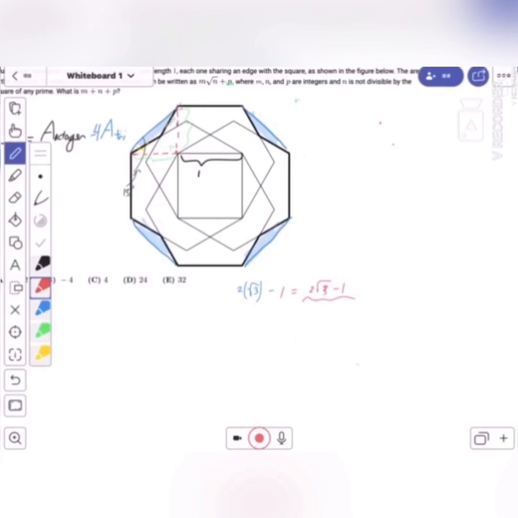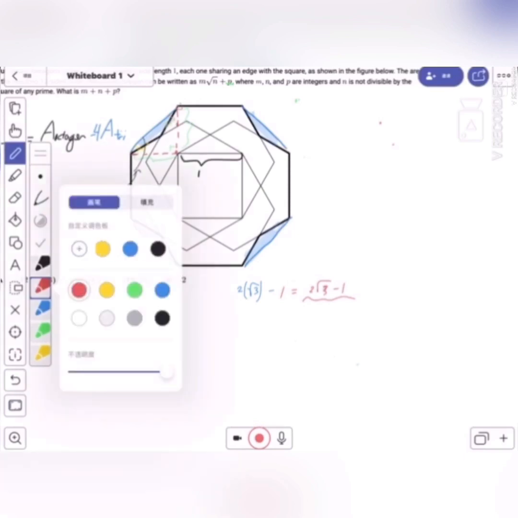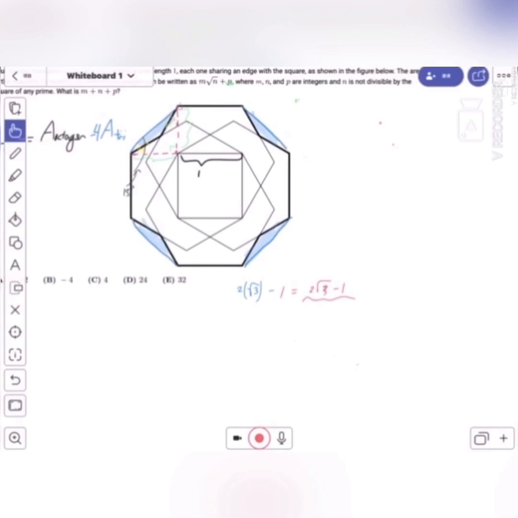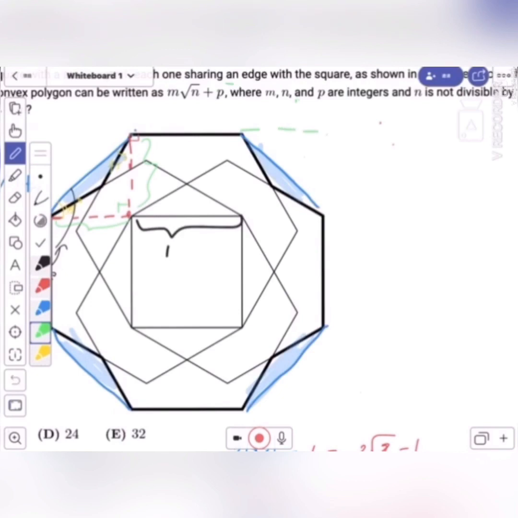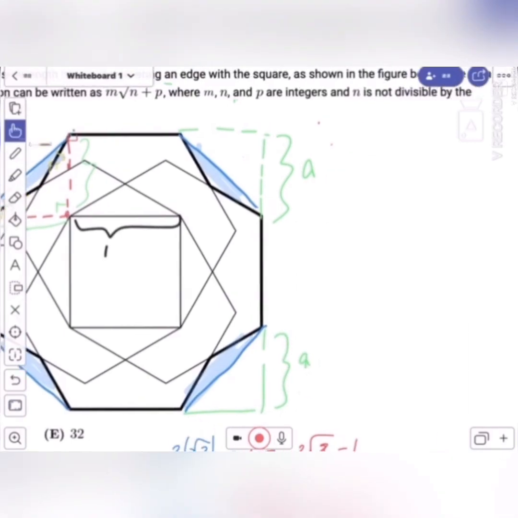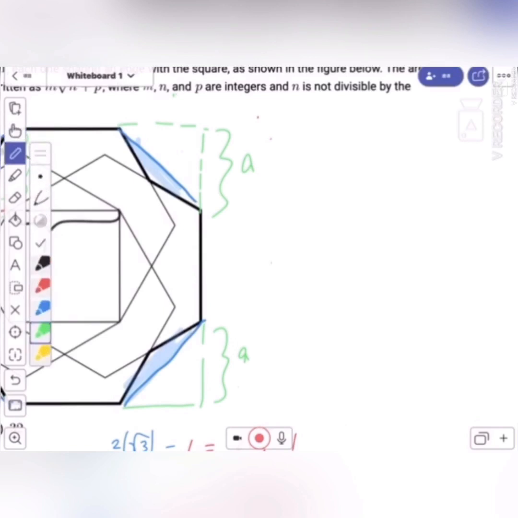So if this is the total, then can we just say that this part, let me just zoom in again, then this part, let this part be A, this part also be A, then we can agree that 2A plus, and this part is 1, 2A plus 1 is equal to the total length, which is 2 root 3 minus 1. So A is just equal to radical 3 minus 1, right?